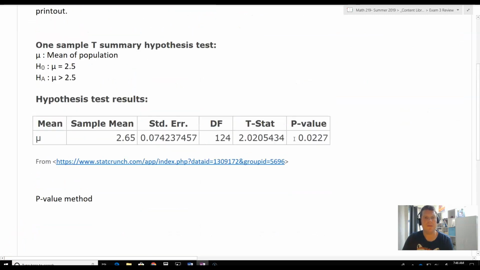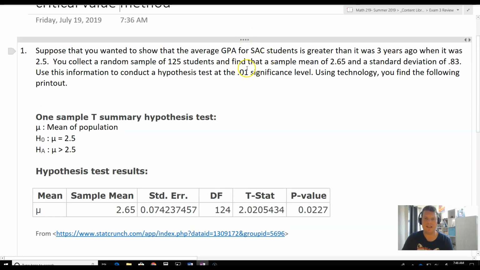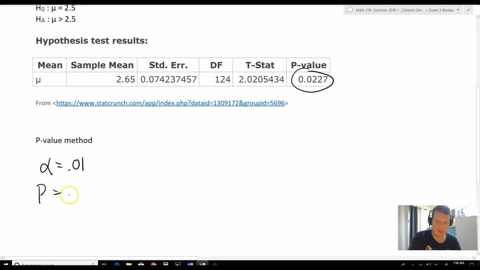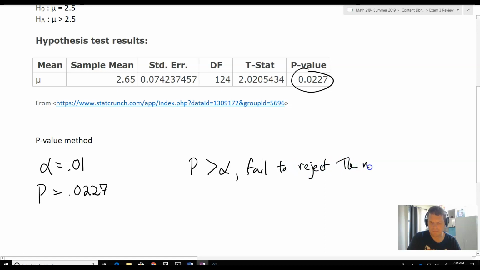So using our p-value method, we're looking at a significance level of 0.01. That's my alpha. And I've got my p-value here, which is 0.0227. If I look here, p is actually greater than alpha, so I'm going to fail to reject the null hypothesis. We'll get to writing our conclusion in just a moment, but there's the decision making for you.